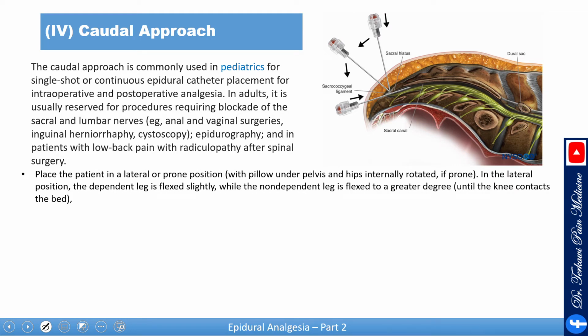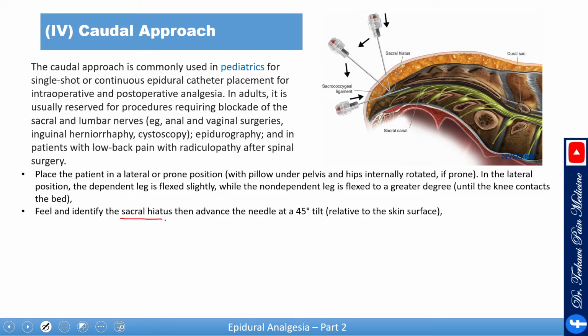So the way you do this, place the patient in a lateral or prone position with a pillow under the pelvis and the hip internally rotated if prone. In the lateral position, the dependent leg is flexed slightly, while the non-dependent leg is flexed to a greater degree until the knee contacts the bed. Feel and identify the sacral hiatus, which is right here. Then advance the needle at a 45 degree tilt relative to the skin surface.